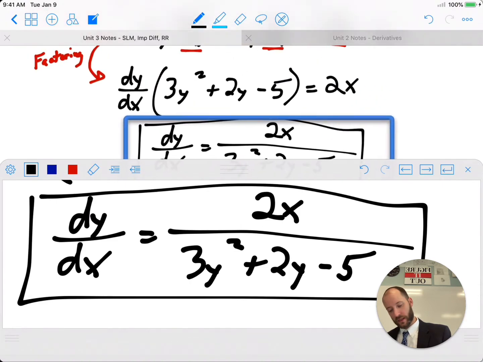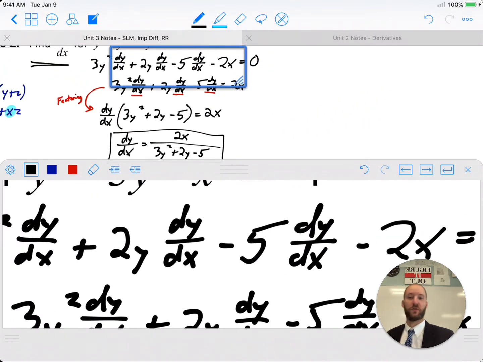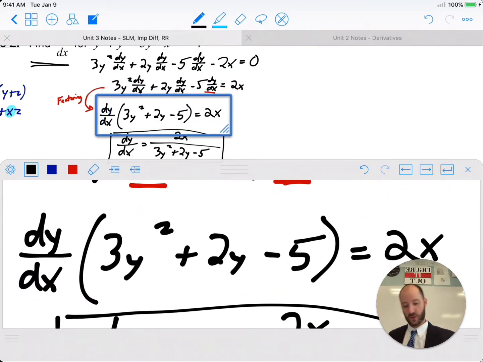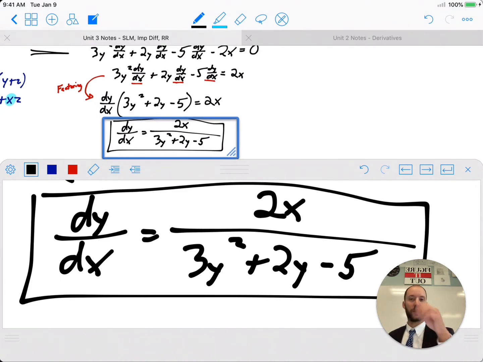Kind of get this out so I can show you. Implicit differentiation: get all the dy dx's on one side, factor dy dx out, divide your leftovers over.